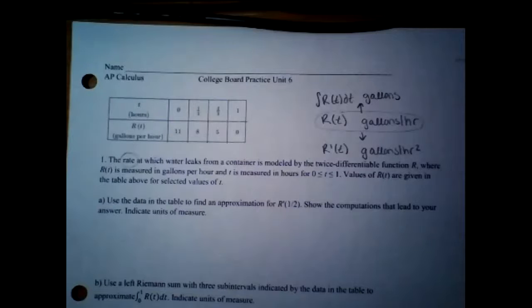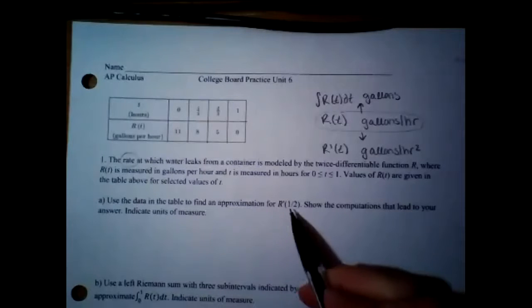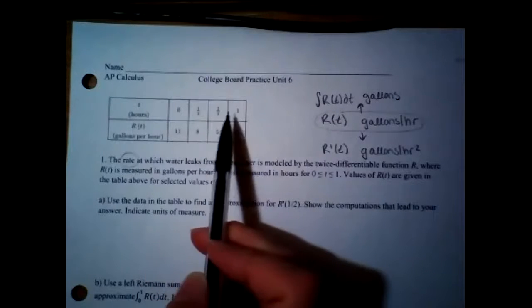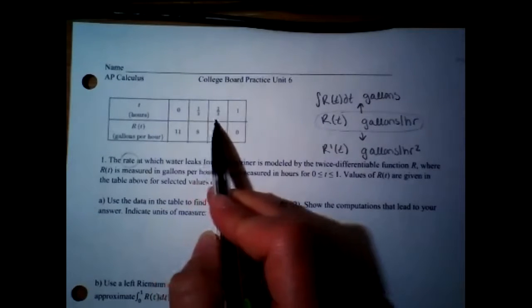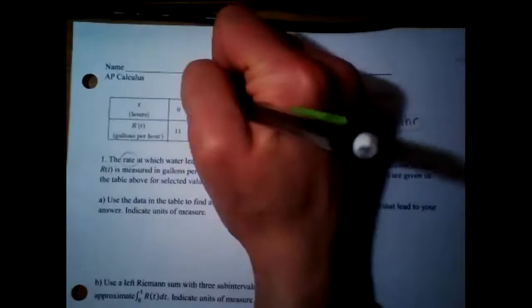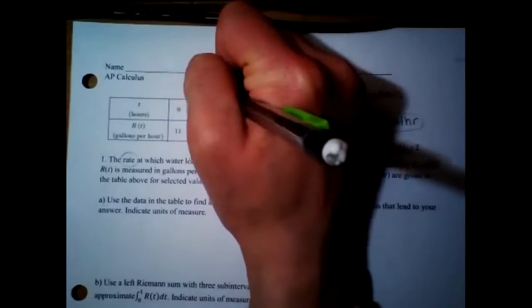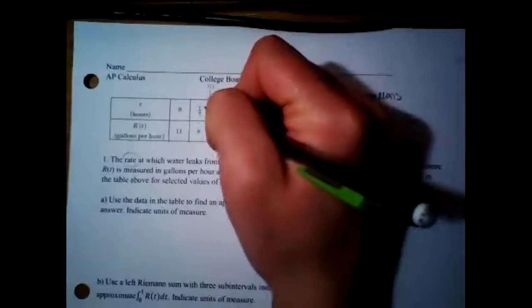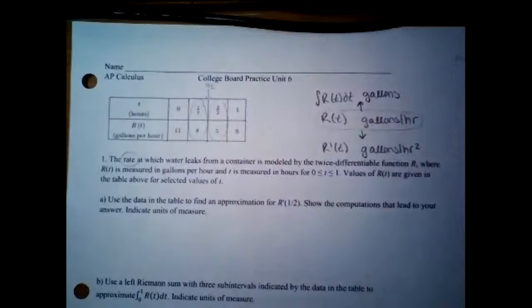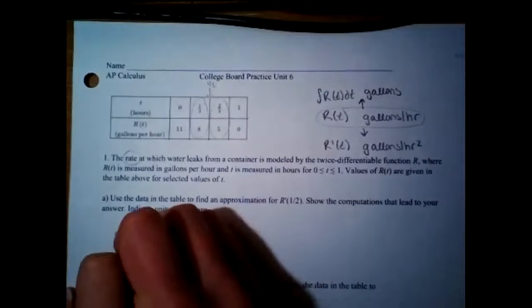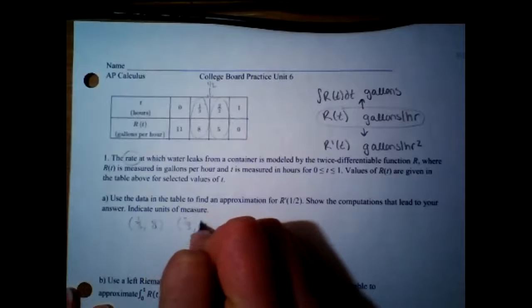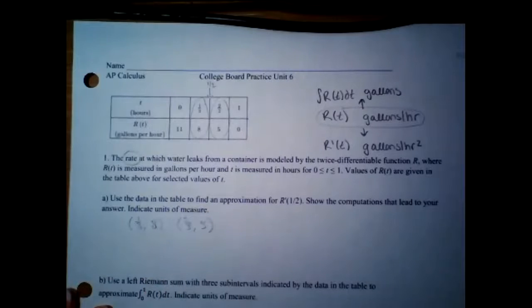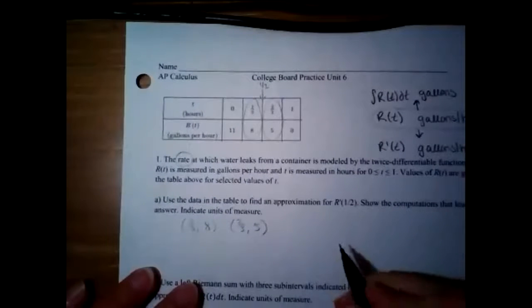Okay, so we are going to do a slope around 1/2. Now 1/2 isn't in this table, so you need to figure out where 1/2 would be. A half would be in between a third and 2/3. So we're going to use these 2 points to do the slope. And so I'm going to write them out. We've got 1/3, comma 8, and then we've got 2/3, comma 5. Those are the 2 points that we're going to use, and we're going to slope them.